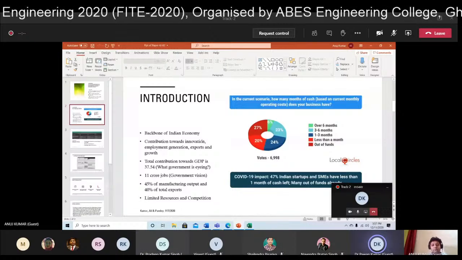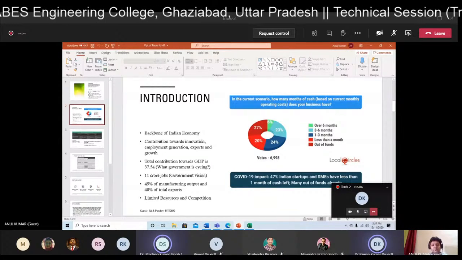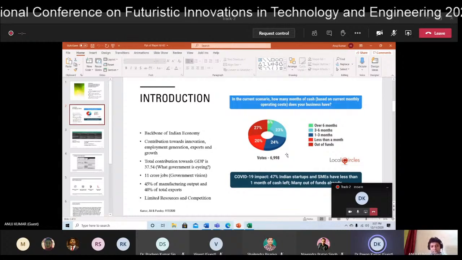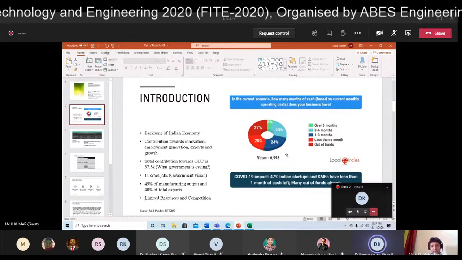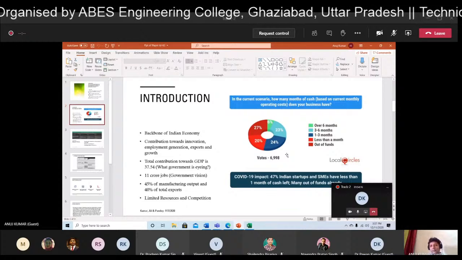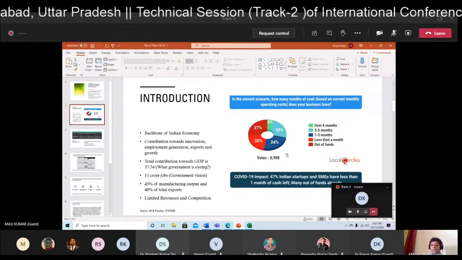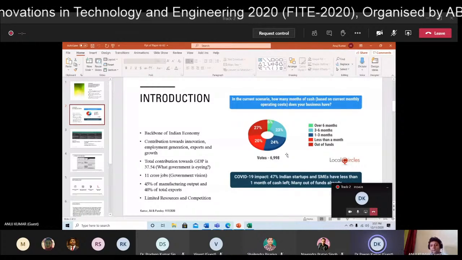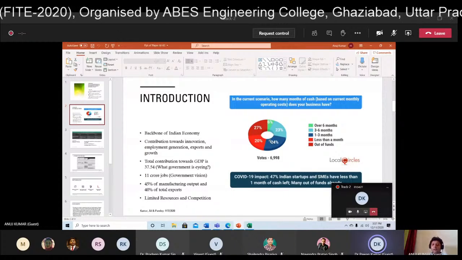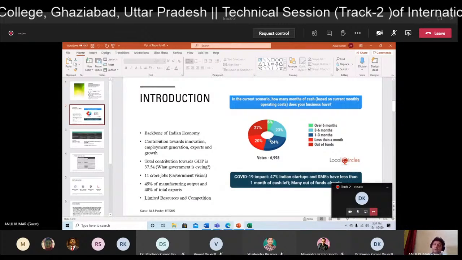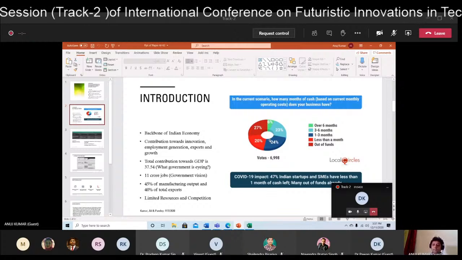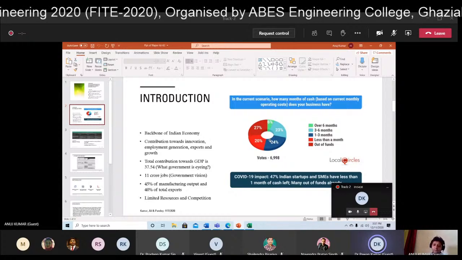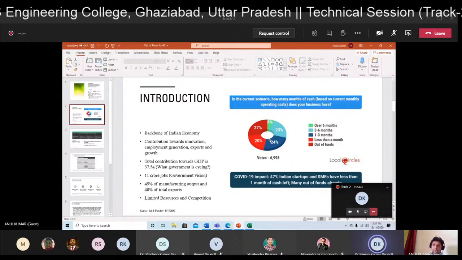In this case, you have shown that 47% of Indian startups and SMEs have less than 1 month of cash left. How did you collect this data? This data has been collected through internet resources, and this situation is of the last 6 months during COVID time. Is it reliable to collect data directly from the internet? No, this data is also in research papers which have been published in Scopus. That is also not reliable. Still, the situation is not over as far as COVID is concerned.